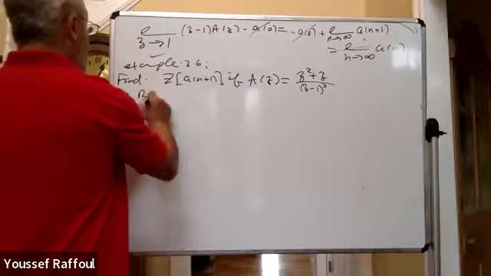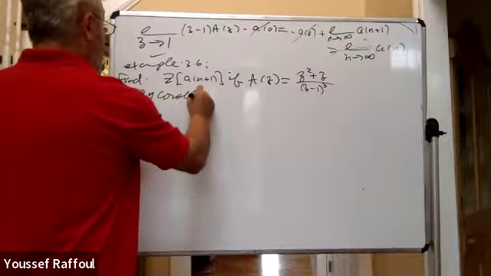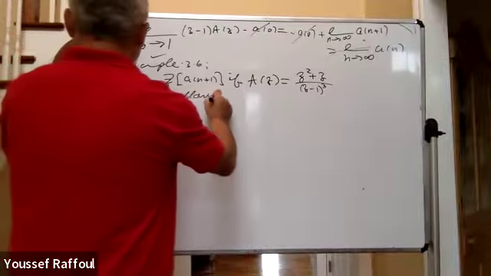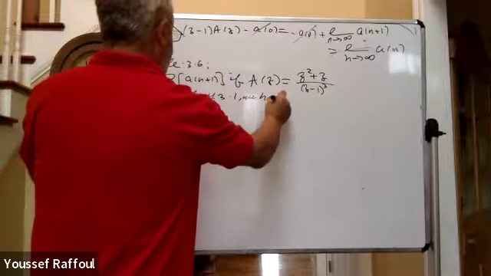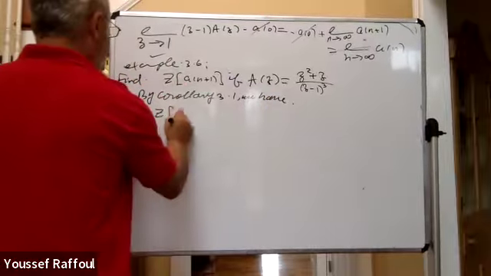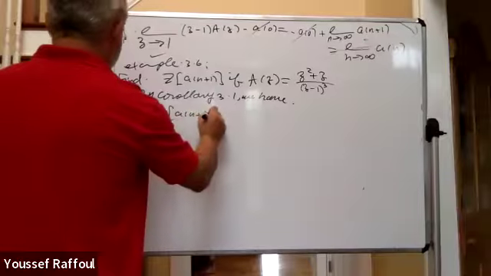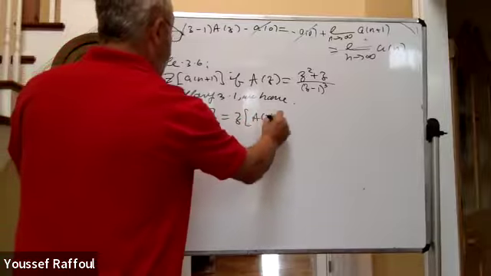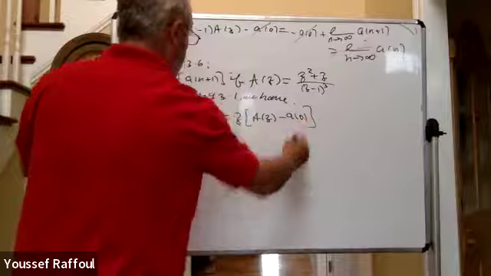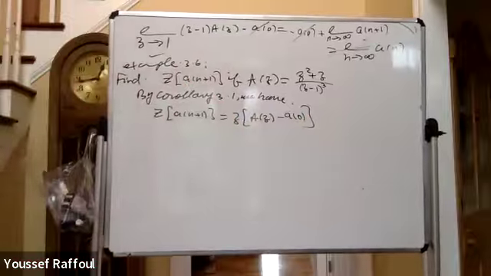So by Corollary 3.1, we have Z of a_{n+1} equals z A(z) minus a_0.